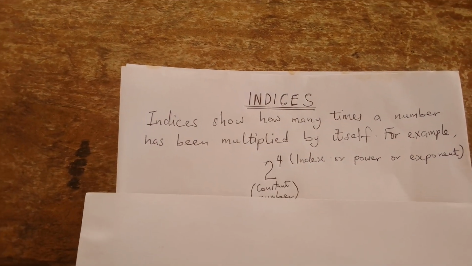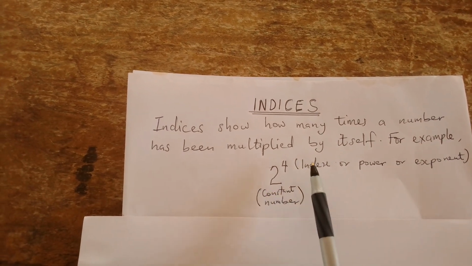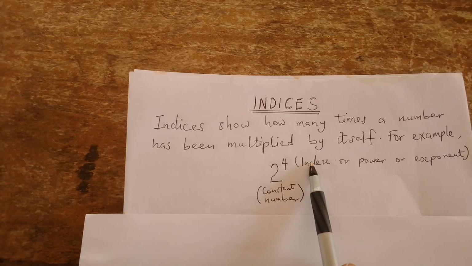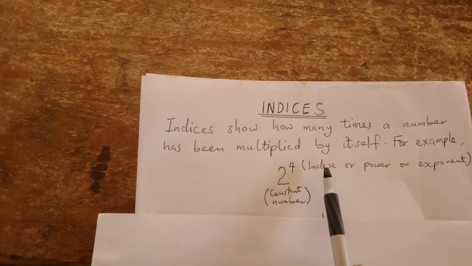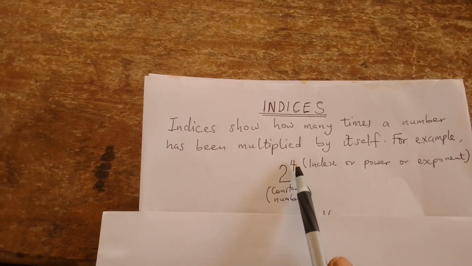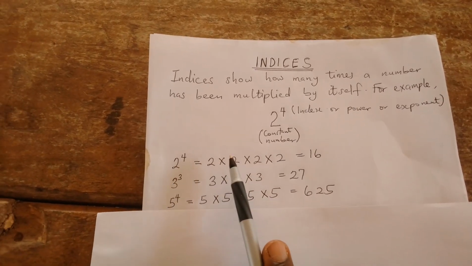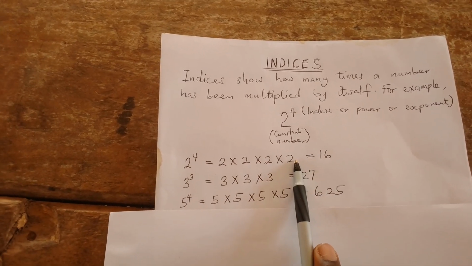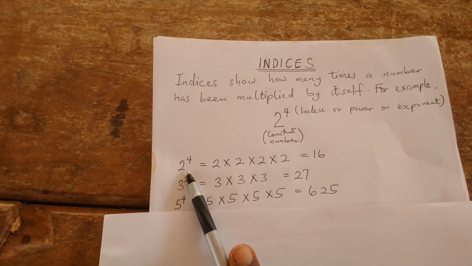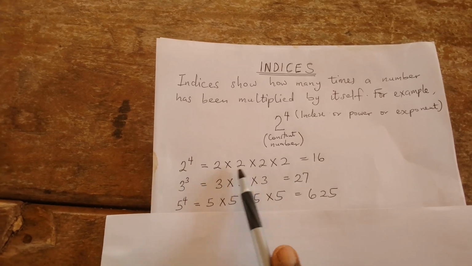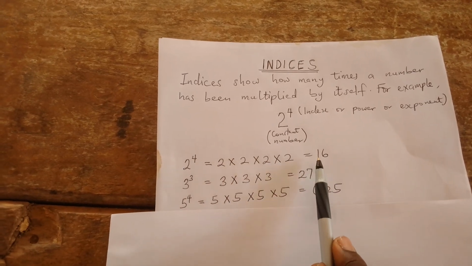For example, if you are having 2 raised power 4, this 2 is a constant number. Now this 4 represents the power, or it can be referred to as the index. It can be referred to as the power or the exponent. So 2 raised power 4 means 2 times 2 times 2 times 2, that is, multiplying 2 in 4 places. So it means 2 is the constant number that is being multiplied by itself 4 times. So 2 times 2 times 2 times 2 will give us what?